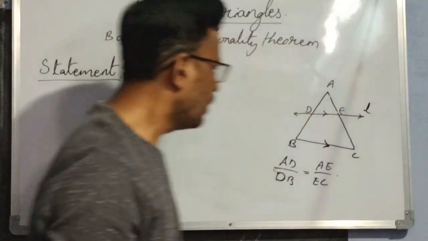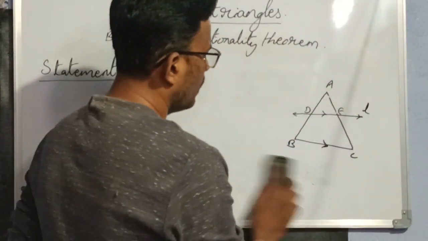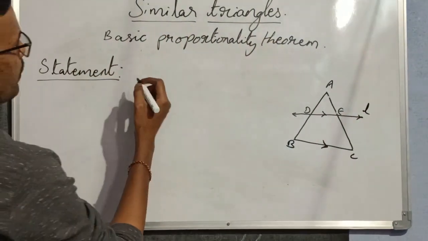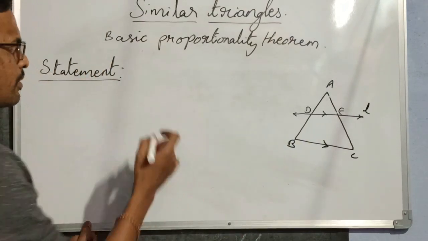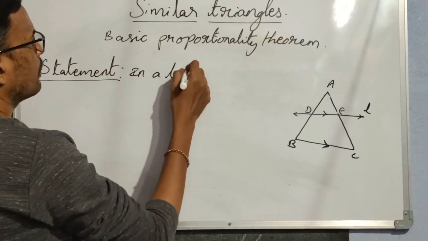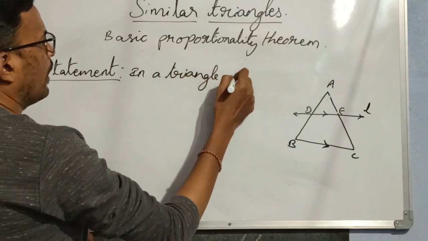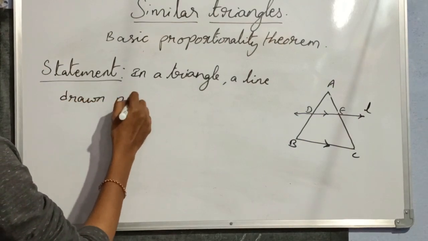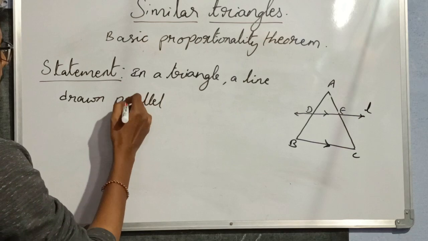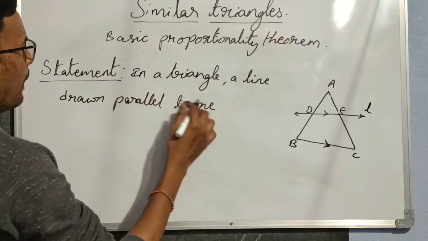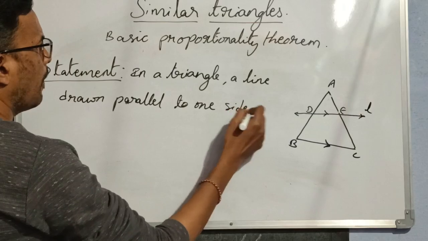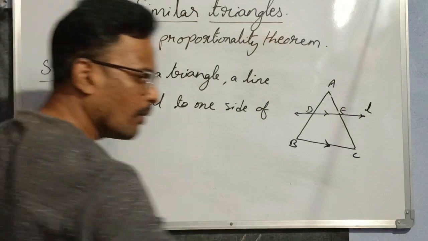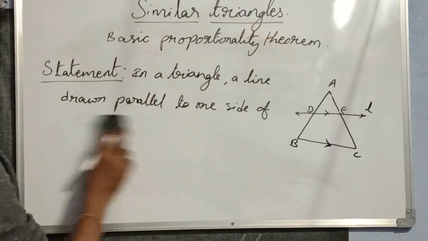Now, let us write the statement by seeing the diagram. So, I am not erasing the diagram now. By seeing the diagram, I will write the statement in my simple words. In a triangle, a line drawn parallel to one side of the triangle. If not, write one side of it.